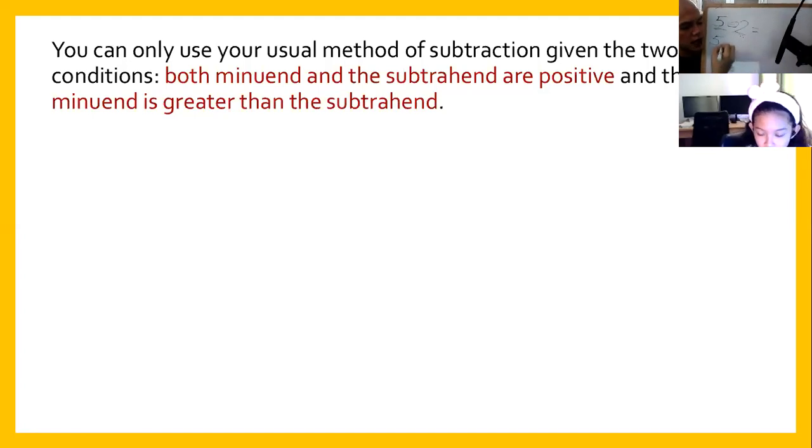Now, how do you know if the subtrahend is actually negative? Normally, if it is negative, your teacher will put a parenthesis, like this. There is a parenthesis, so it's negative 2. But if it is positive, as you can see here, there is no parenthesis. It means it is positive. Crystal, you understand?